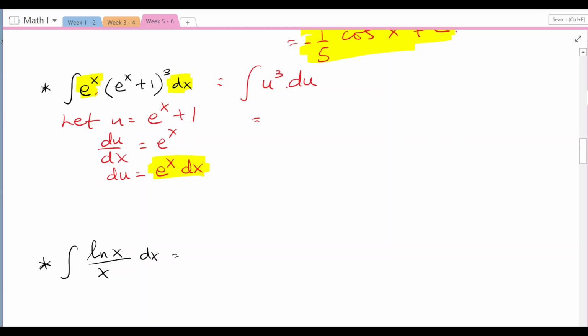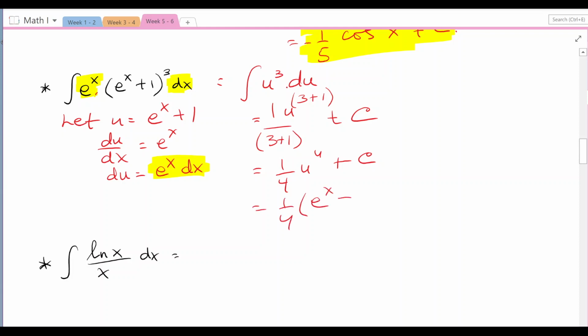So this basic integration becomes u to the power of 3 plus 1 over 3 plus 1, plus c. So this is 1/4 u to the power of 4 plus c, or put our u back: 1/4 times (e to the power of x plus 1) raised to the power of 4 plus c. That would be the answer to our question.